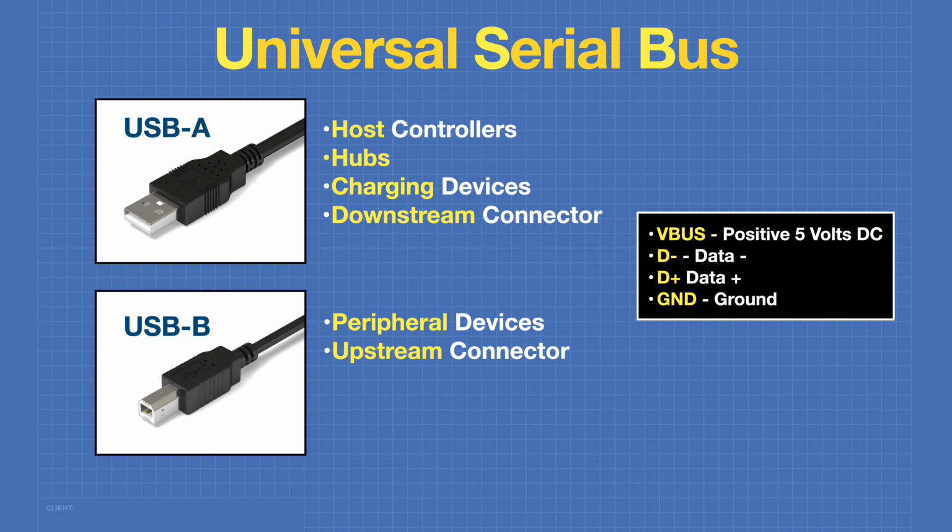The original USB A and B connectors had 4 wires: V-bus, which is the positive 5 volts DC, D- and D+, which are the data line, it's a balanced line, which is why you have a minus and plus, and a ground connection.